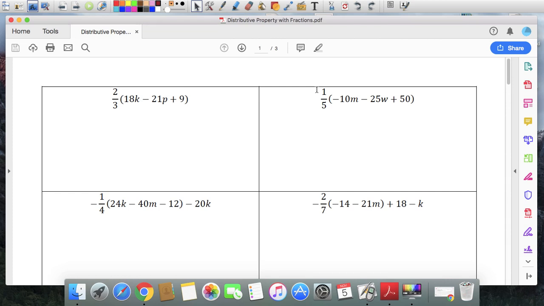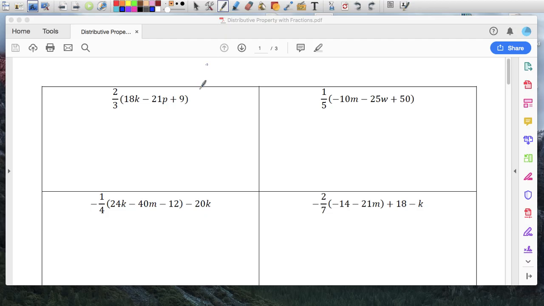Here we go. There are a lot of ways you can do this. How do I start this? Okay, so I'm doing 2/3 times this, I'm doing 2/3 times that, and I'm also doing 2/3 times this.